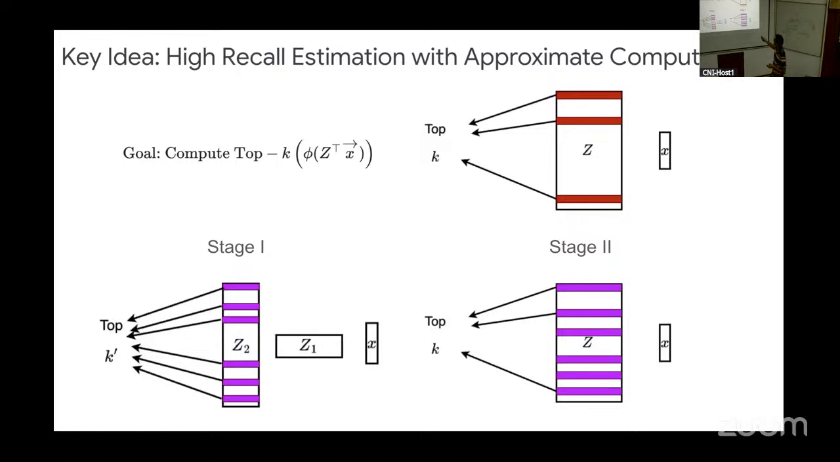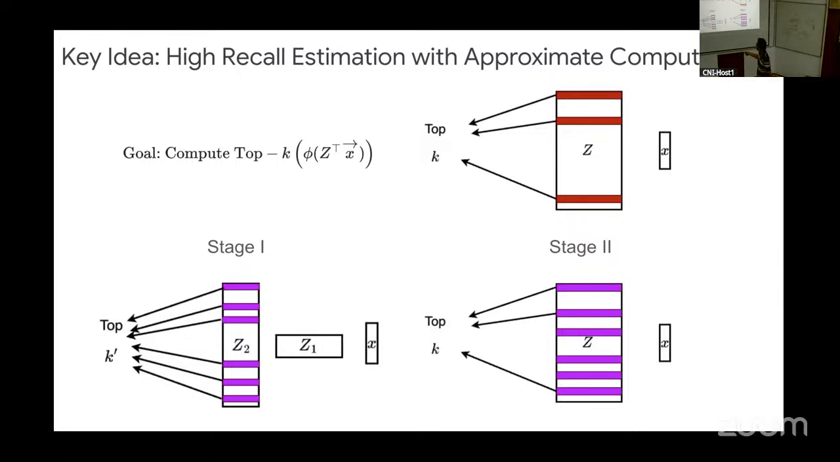And in order to compute z transpose x, we had to transfer the entire matrix z from HBM to the processor here. In order to compute this z2 times z1 times x, we only need to transfer z2 and z1 from HBM. So in terms of the amount of parameters that we have to transfer, this will be much less.